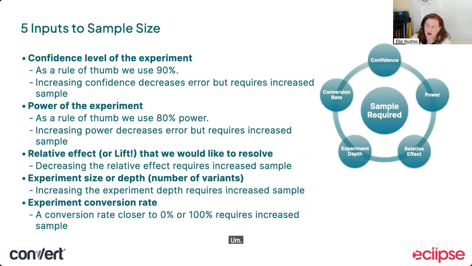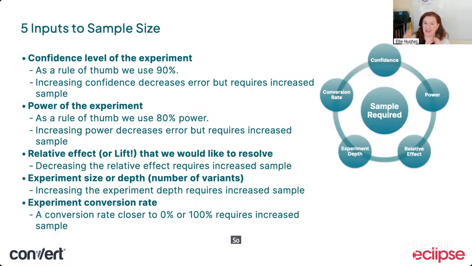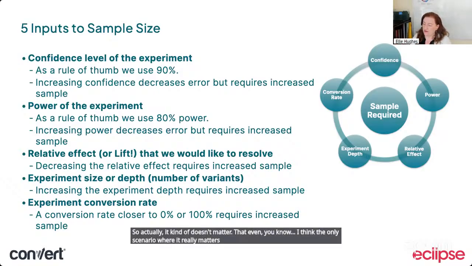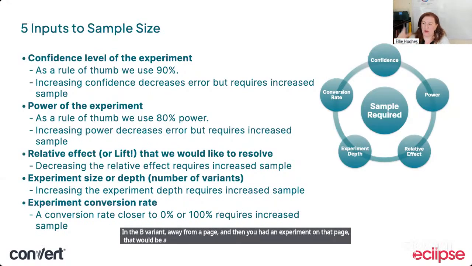There's a bit of literature I read by Optimizely a few years ago where they were like, well, in theory, every single test that's running in your booking flow funnel will impact every other test that's running equally. So actually, it kind of doesn't matter. I think the only scenario where it really matters is, let's say you were running an A/B test which specifically diverted traffic in the B variant away from a page, and then you had an experiment on that page. That would be a negative example because you would be reducing the sample size on that other page.